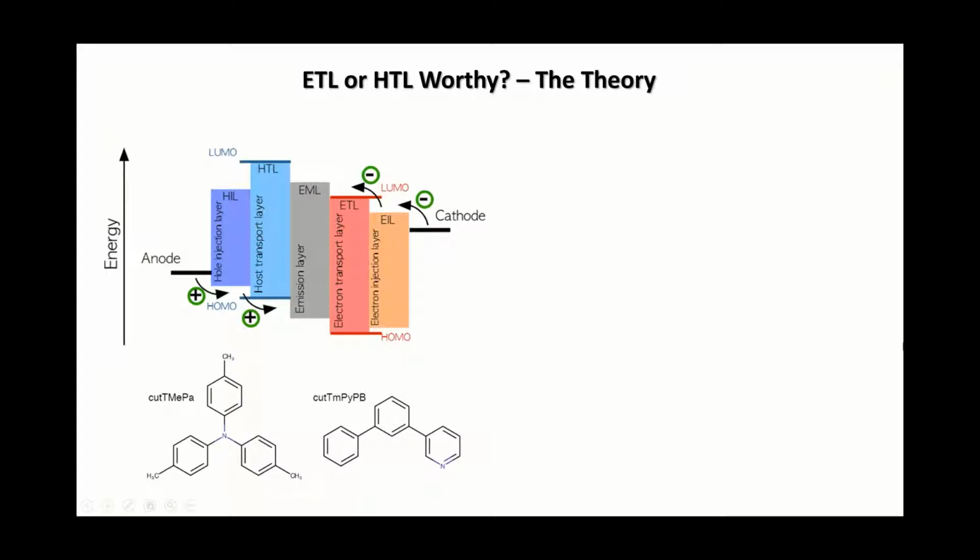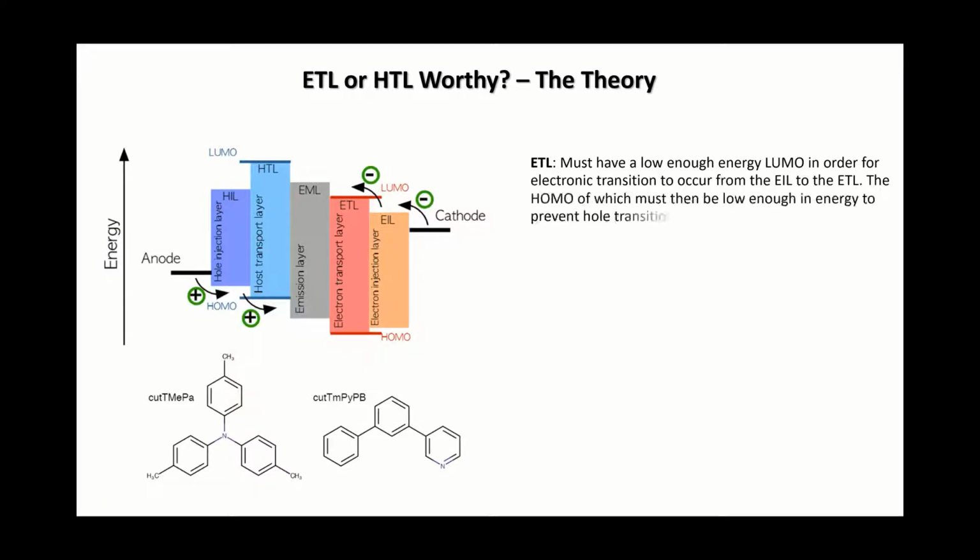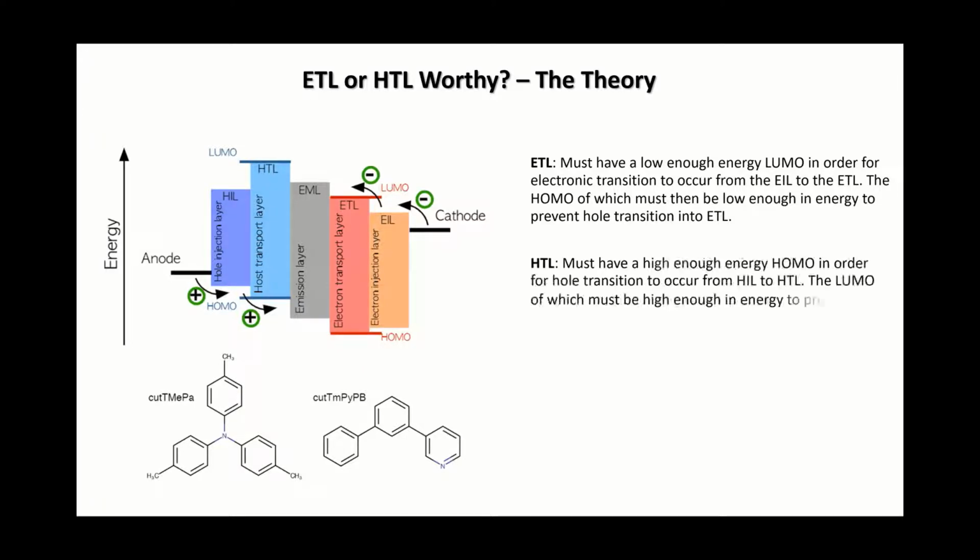Not worrying too much about our electron injection layer, EIL, or hole injection layer, HIL, it must be such that for our molecule to behave as an ETL, it must have a LUMO energy low enough for our electron to transition from the EIL to the ETL. The HOMO of this though must be low enough in energy so that when our positive hole makes a transition to the EML via the HTL, the positive hole will not be able to transition further to the ETL and thus escape the EML.